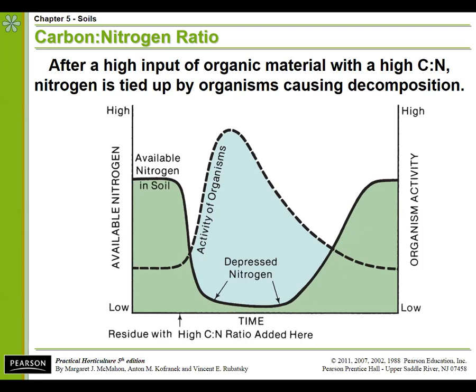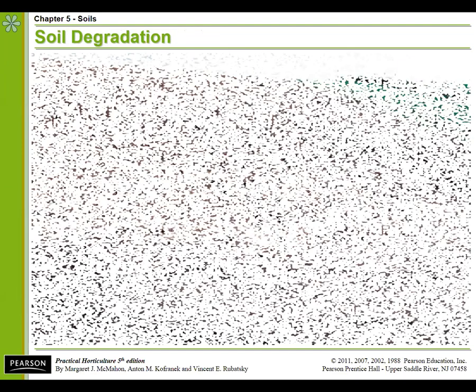When we have lots of available nitrogen in the soil, we have an increase in the activity of organisms consuming that nitrogen, which causes it to be decreased. And then we have an increase in that nitrogen over time as those organisms are basically dying off and releasing that nitrogen. So that carbon nitrogen ratio is somewhat in flux, especially as we add the organic matter.